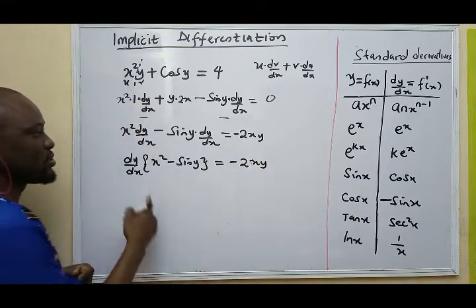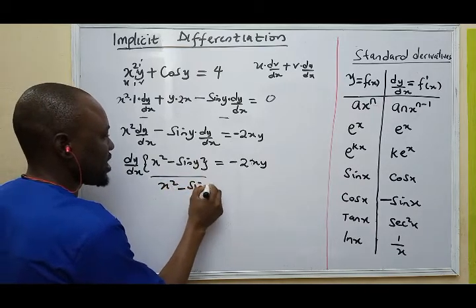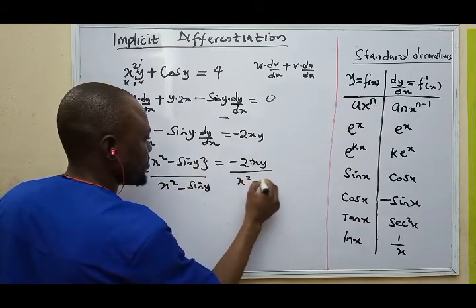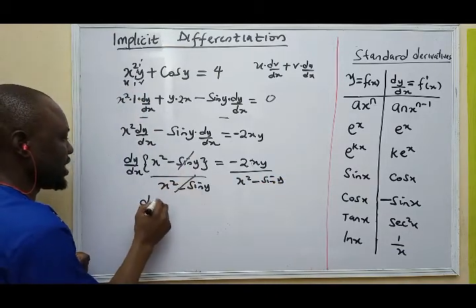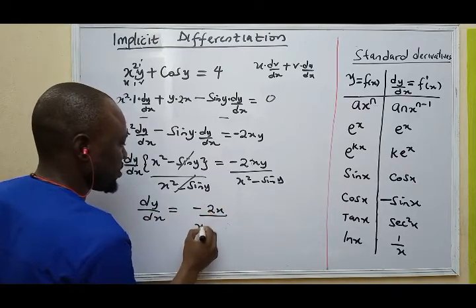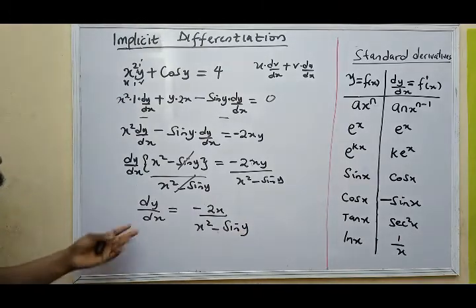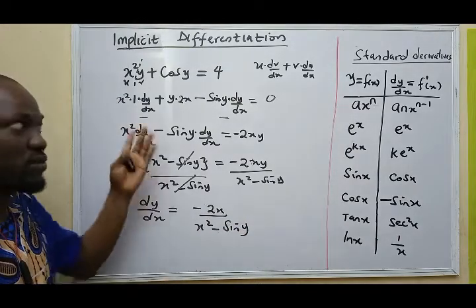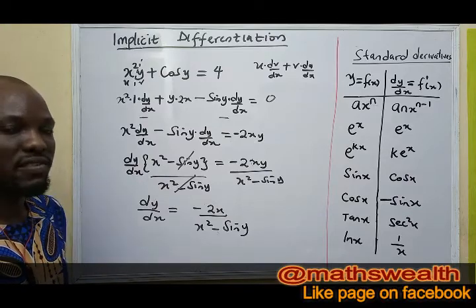Then the next thing is to divide both sides by x squared minus sine y. So I'll strike out this. So dy/dx will give me minus 2xy over x squared minus sine y. So this is very simple. This is the derivative of this function using implicit differentiation.